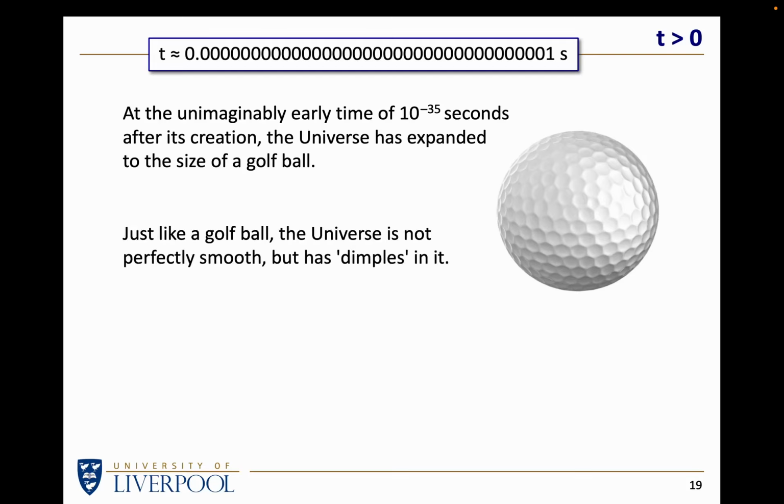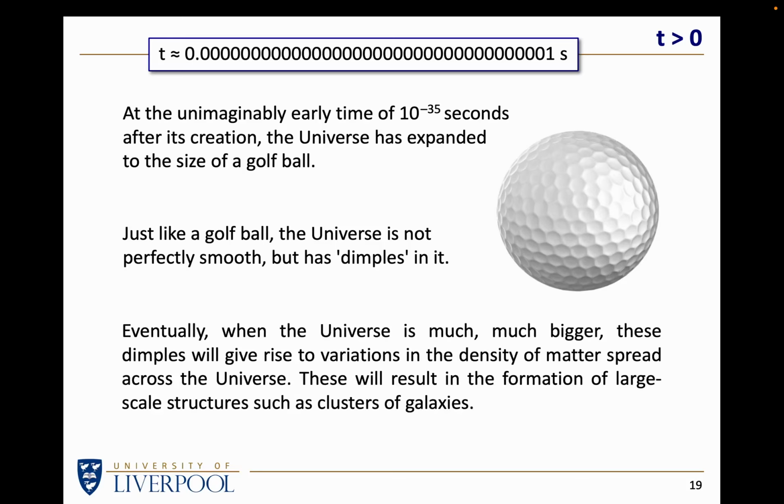And just like a golf ball, this is why I like this analogy, as well as being very compact and very dense, it has dimples. Golf balls have dimples in them. The universe had dimples in it back in the day. Now, not little dimples in the physical sense of little indentations on the surface. I mean dimples in the sense of small variations of density and temperature across the entire golf ball.